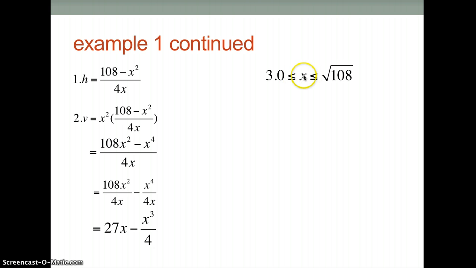So 0 is less than or equal to x, which is less than or equal to 108. You can't have dimensions that are less than 0. And the 108, if I took 108 minus the square root of 108 squared, that would give me 0 on top. So that's where that comes in.